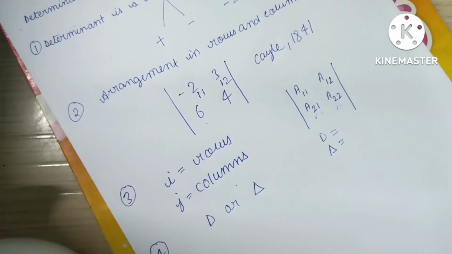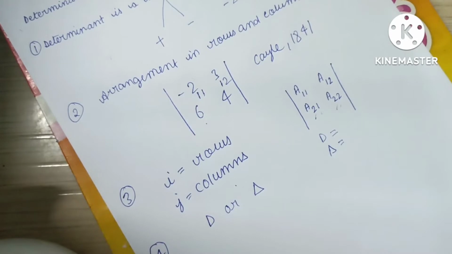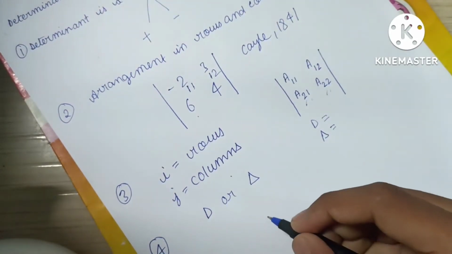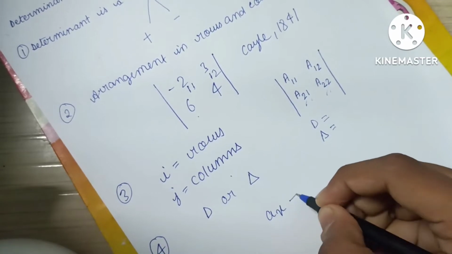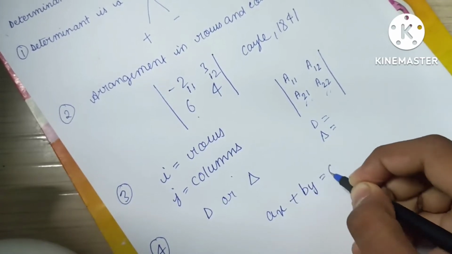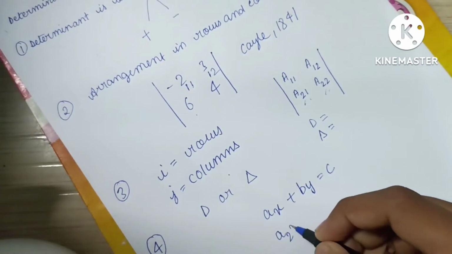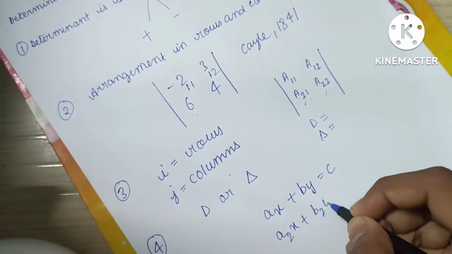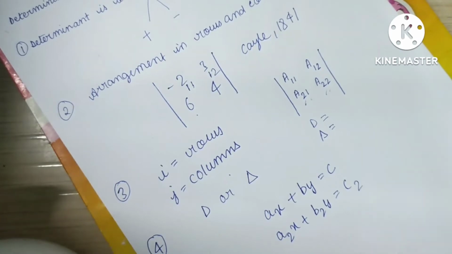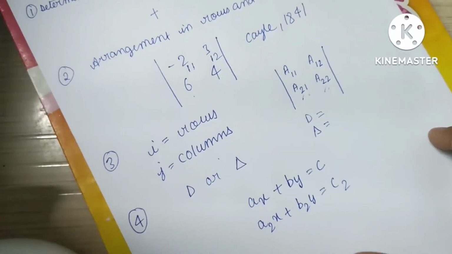So this is a brief explanation of what a determinant is. Now we need to know why we are using determinants. What is the use of determinants? Determinants are used to solve linear equations, equations of the form a1x plus b1y is equal to c1, and a2x plus b2y is equal to c2. This type of linear equations we can easily solve.